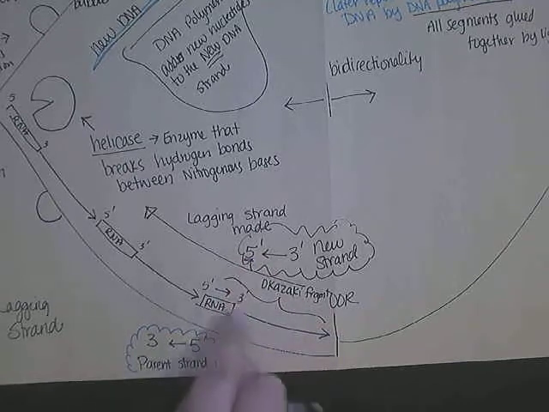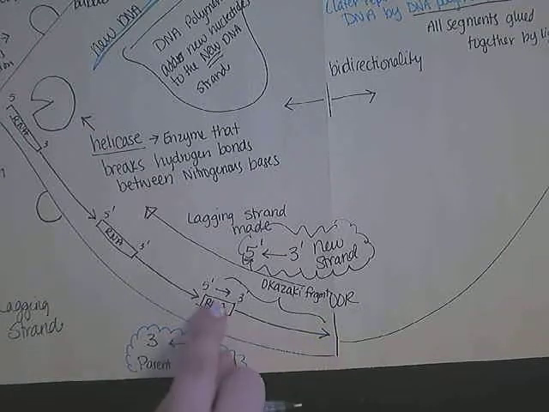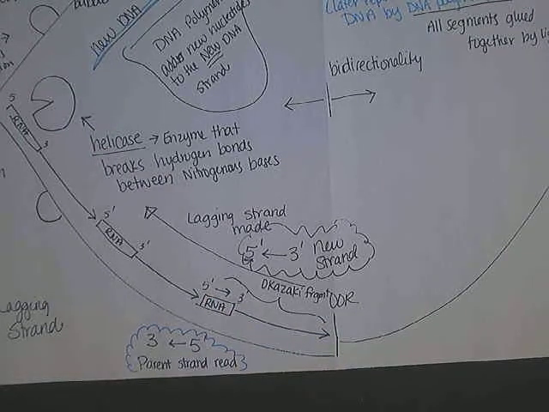Another big clue is going to be the Okazaki fragments themselves. The Okazaki fragments will go from 5 to 3 because we need that 3' carbon for DNA polymerase 3.